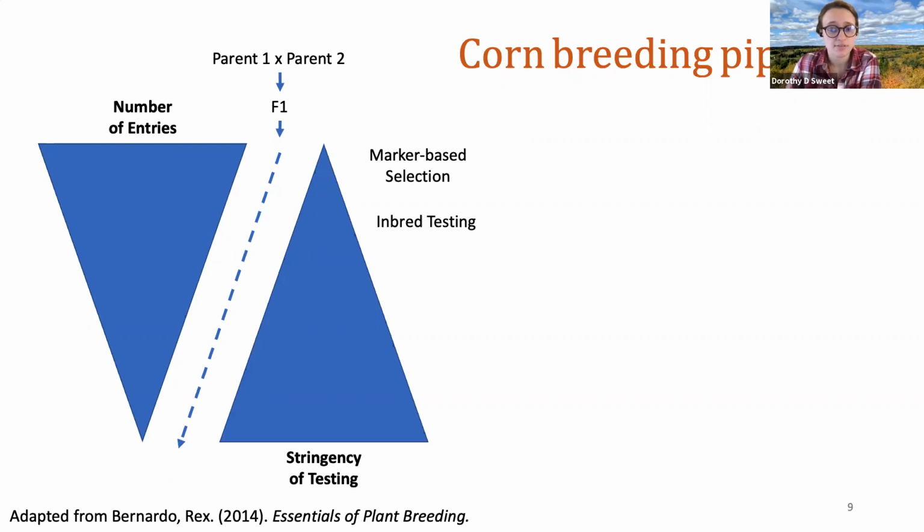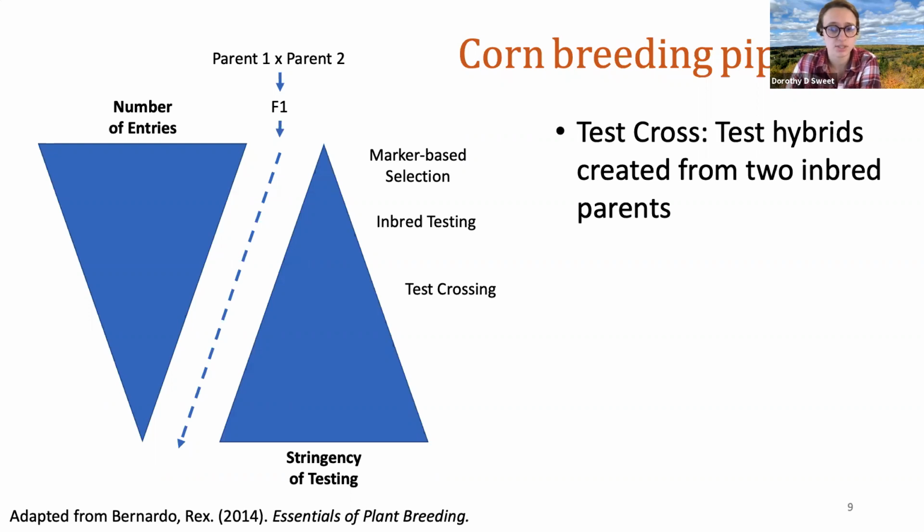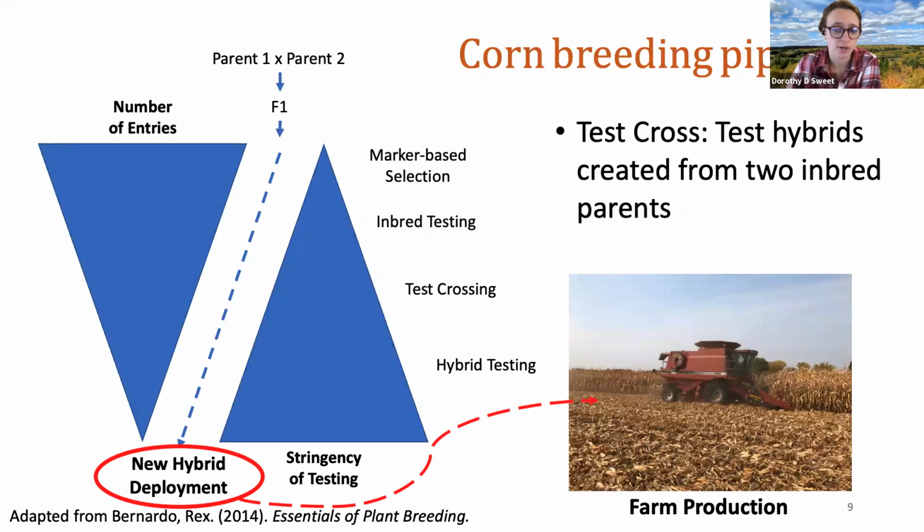Then notes are taken on the phenotypes of the inbred's ability to cross with other inbreds to create hybrids, which is called test crossing, and eventually hybrids that are product potentials. And eventually, after all of this work, which takes around 10 years, a new hybrid is deployed, which is the product that is sold to farmers and that you can see out in most fields.